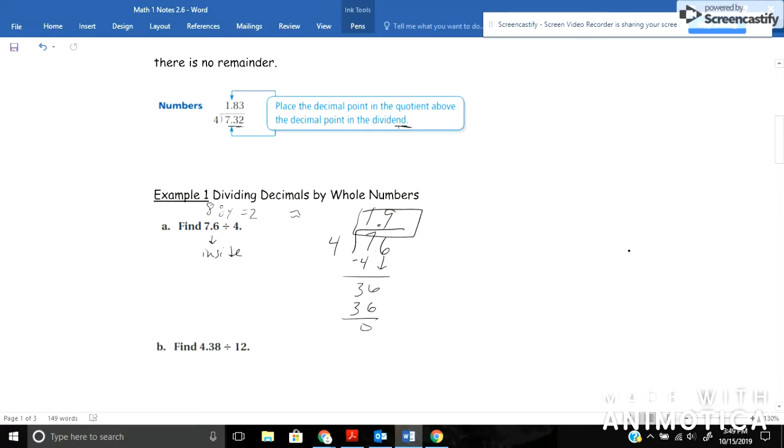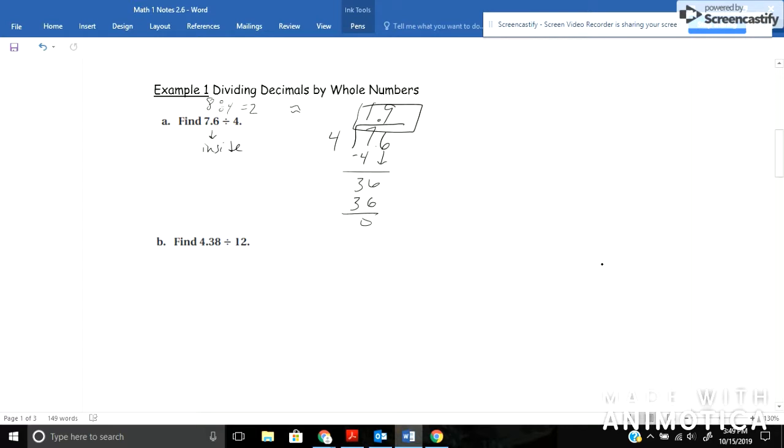For letter B, following the same pattern, I've got 4.38 divided by, my first number goes inside my long division sign, 12. I'm going to bring my decimal point straight up. Looking at this problem, I had a bigger number divided by a smaller number, so my answer should be greater than 1. But in this case, where I have a smaller number first divided by a bigger number, I would expect that my answer is going to be smaller than 1, right?